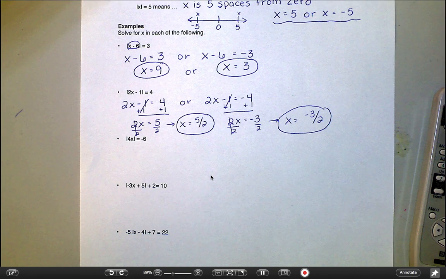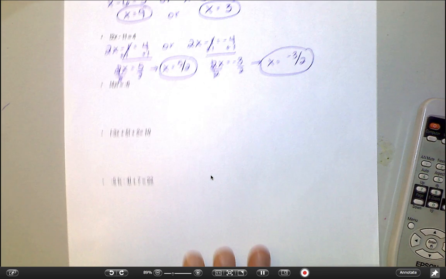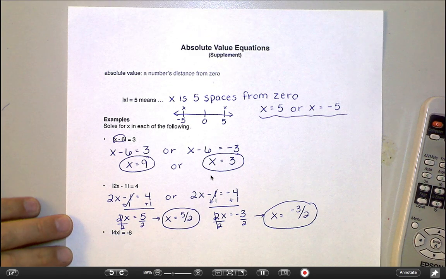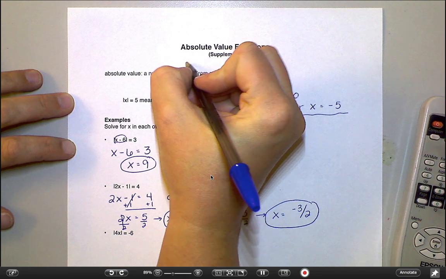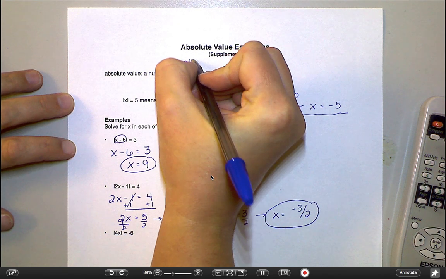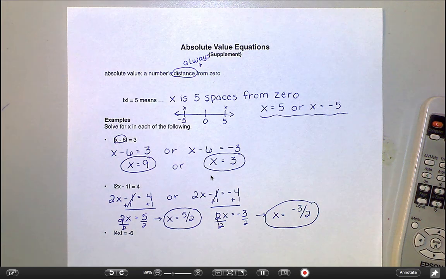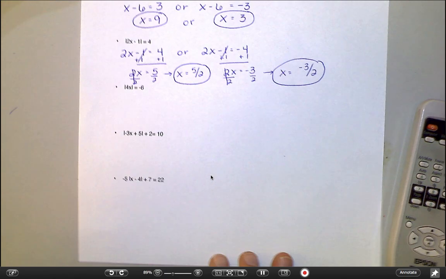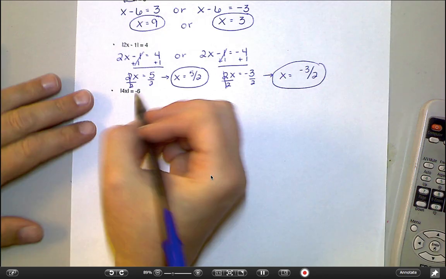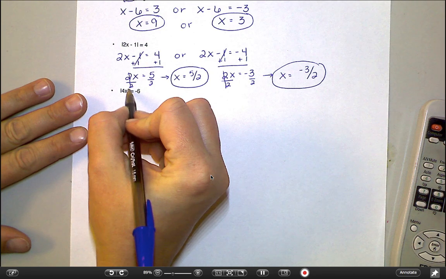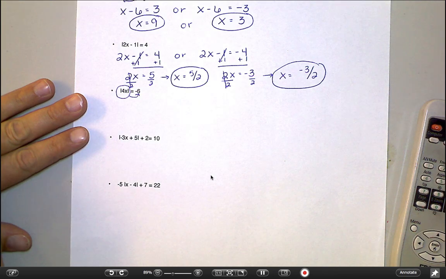Okay. So now let's look at this next one, because there's something a little weird here. Do you remember back here in the definition, and maybe I should have written this in, absolute value is a number's distance from 0, and distance is always positive. When we're measuring distance, we're always measuring in positive units. So if you look at this problem, absolute value of 4x equals negative 6, there's a problem here, because I can't have the absolute value equal a negative number.